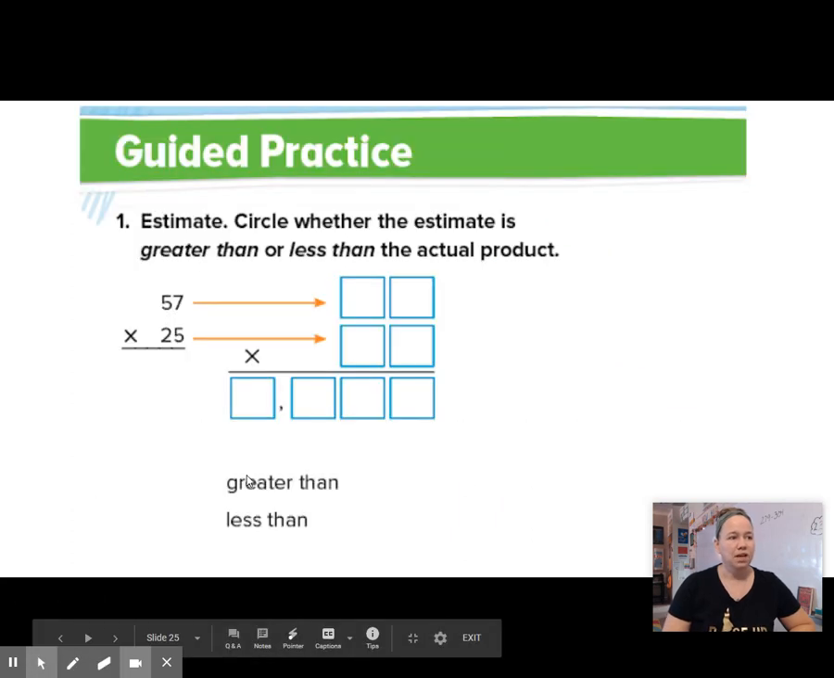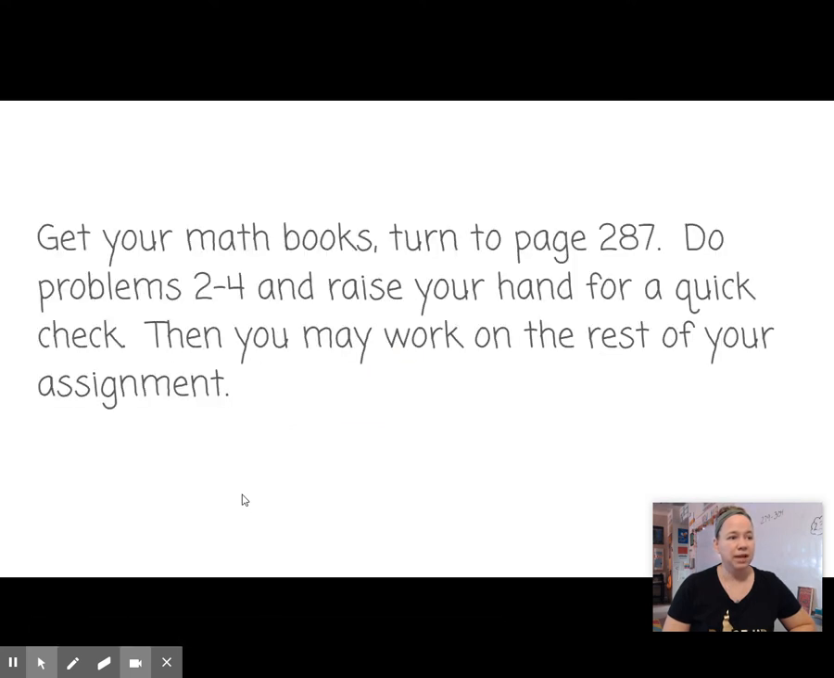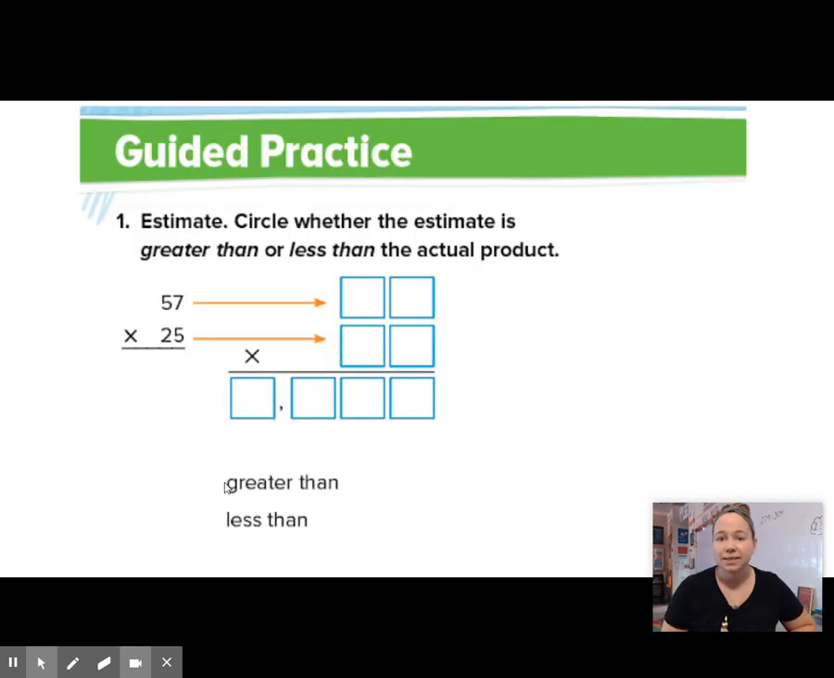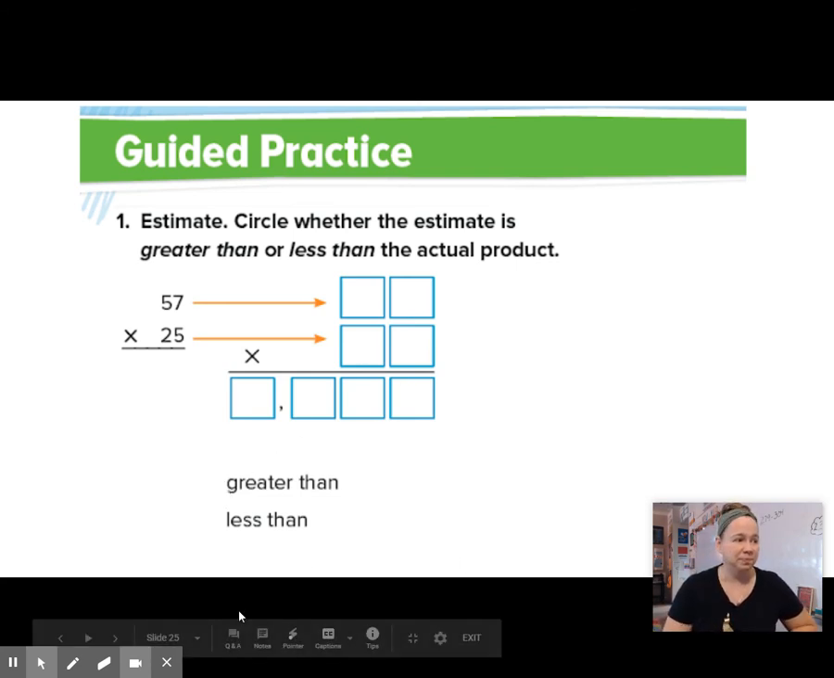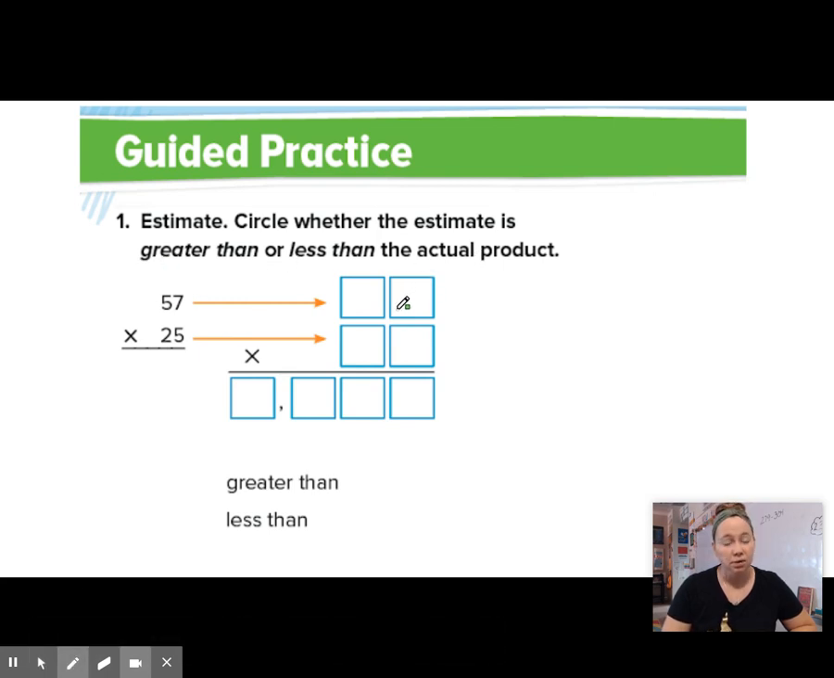All right. Take out your math book. Let's do this one together. This is page 286. Take out your math book, hit pause, come back when you're ready with your math book open. All right. So estimate. Circle whether the estimate is greater than or less than the actual product. So here we go. 57 is going to round up to 60 or down to 50? Yeah, it's going to round up to 60. Good job. So I'm writing 60 in that box.